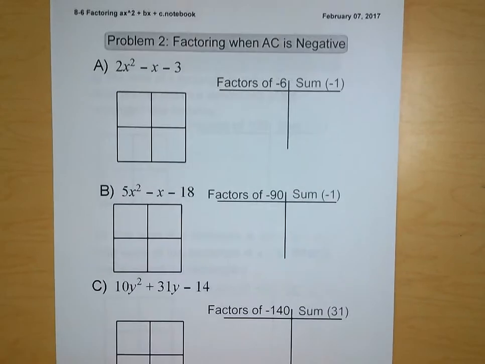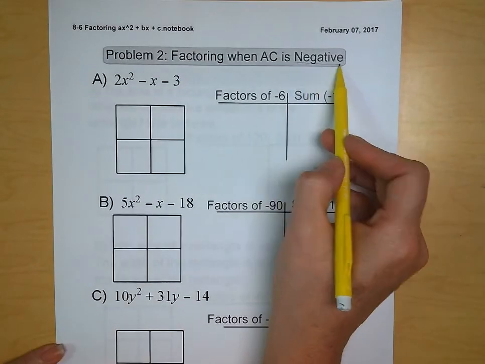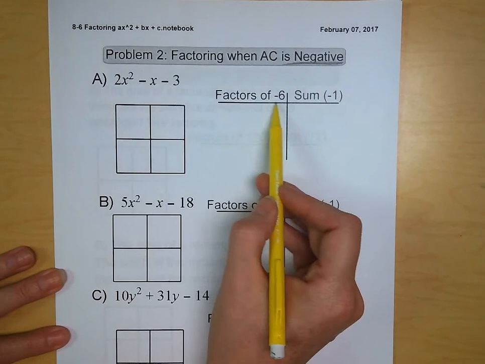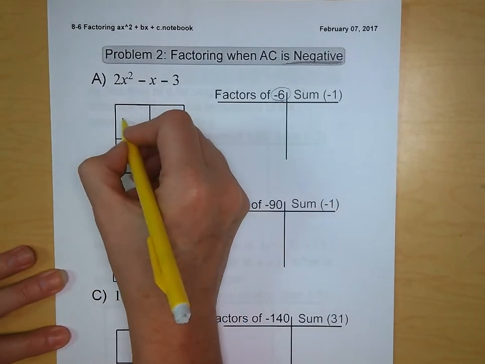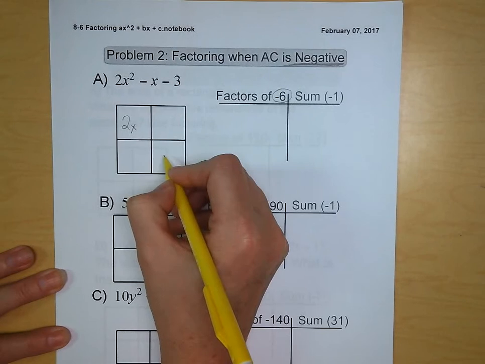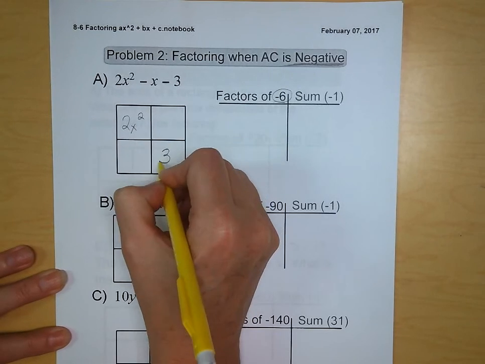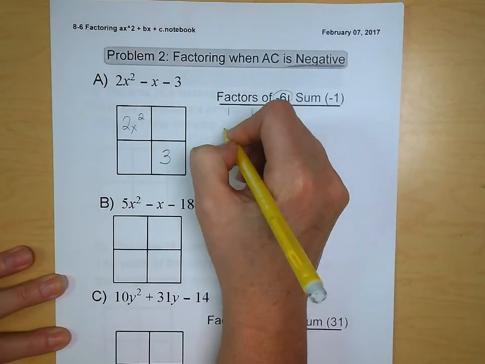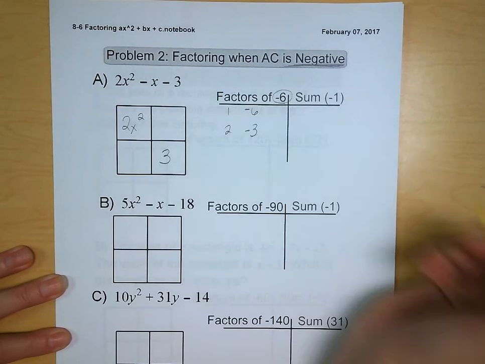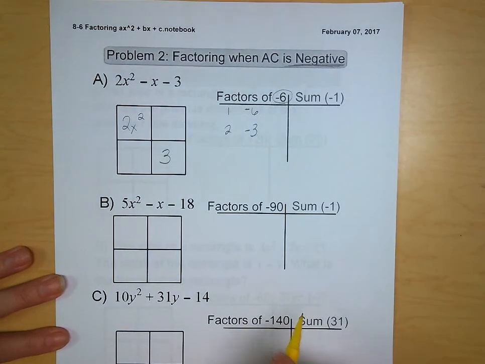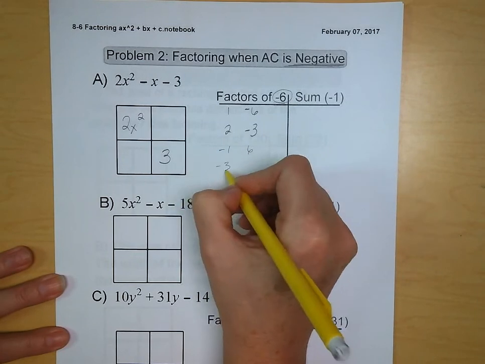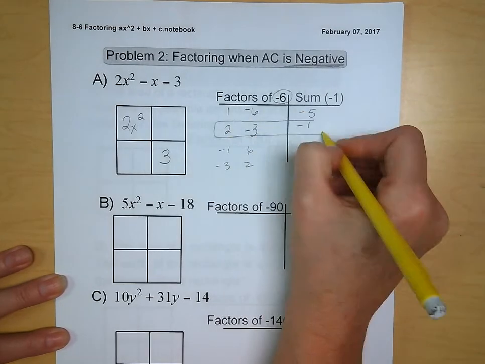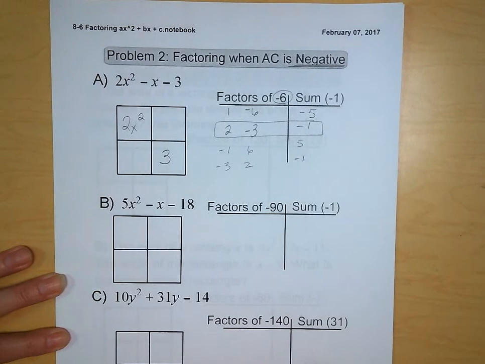All right, problem number 2, we're going to be factoring when a times c is a negative number. So now our product is going to be negative. That means one of our two factors is going to be negative as well. We have a 2x squared in the top left box. We have a negative 3 in the bottom right box. So our factors of negative 6, we've got negative 6 and 1, negative 3 and 2. When we do our sums, we have to also put in our other factors. So we have negative 5, negative 1, which is our winner. We've got a positive 5 and a negative 1.